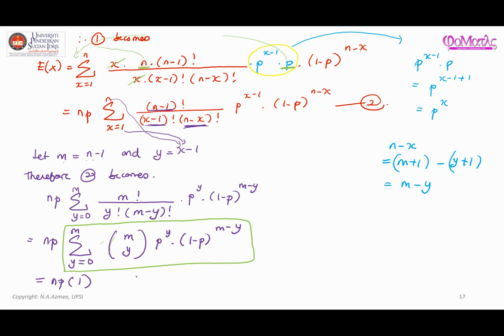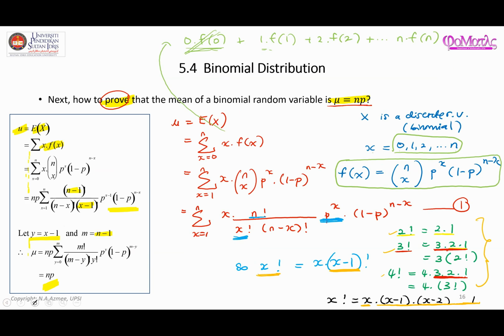Now why is it 1? Again, because this is a probability distribution and you add up all the values of it, it should be equal to 1. So we can finally say that this is just equal to np, and we have managed to show that the expected value of x is going to be equal to np.